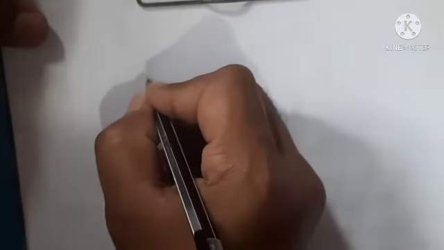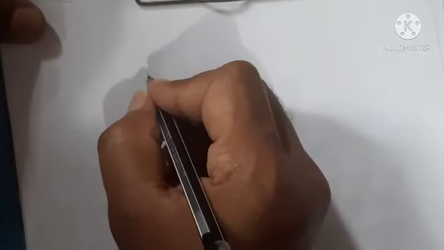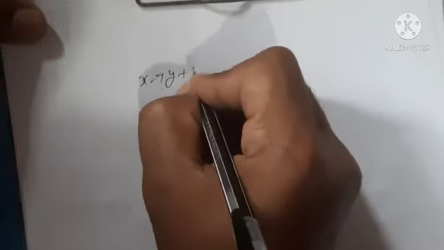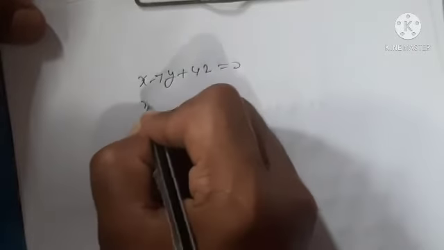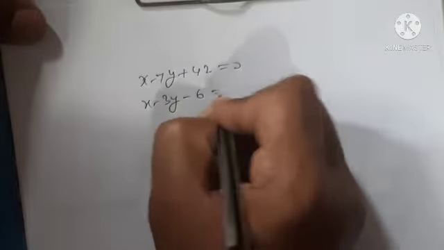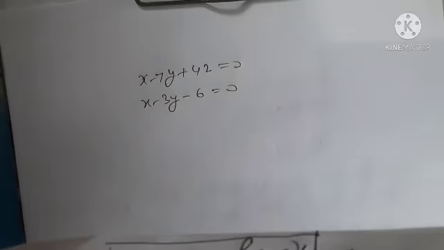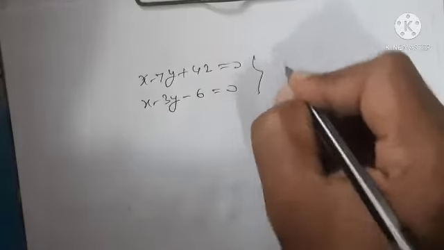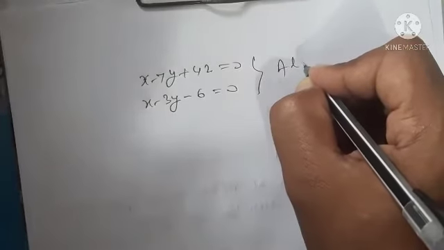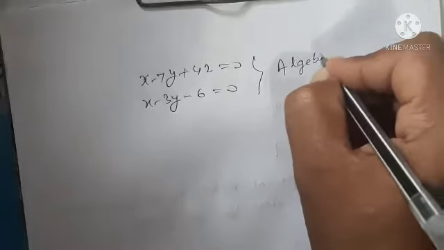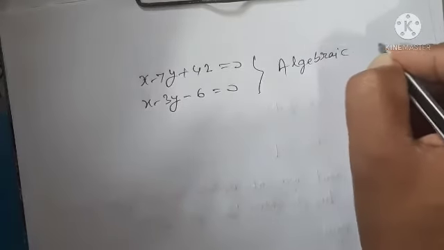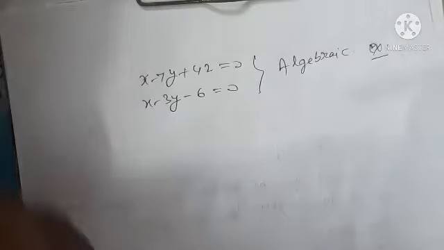Now we found the algebraic representation of these situations. First is x minus 7y plus 42 is equal to 0, and second is x minus 3y minus 6 is equal to 0. Okay, these are algebraic expressions.